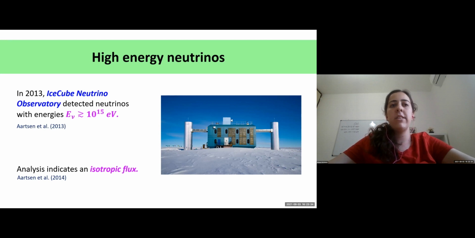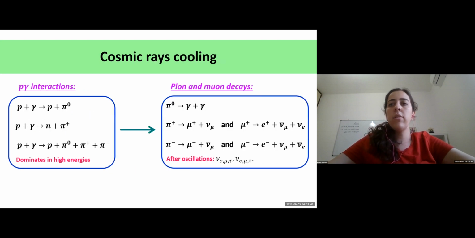This actually strongly suggests that the high energy neutrino flux is of extragalactic origin, even though it does not have any significant correlation with any class of extragalactic object so far. So we don't know where these neutrinos are produced, but we believe that we know how they're produced, what the mechanism of their production is.